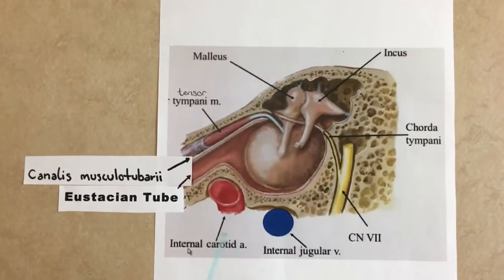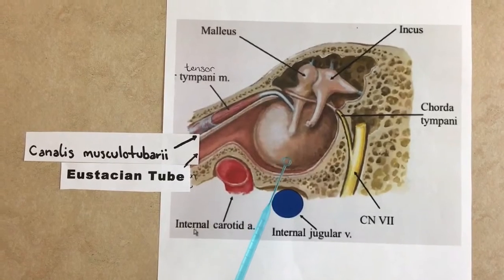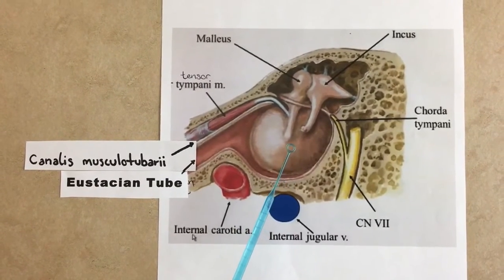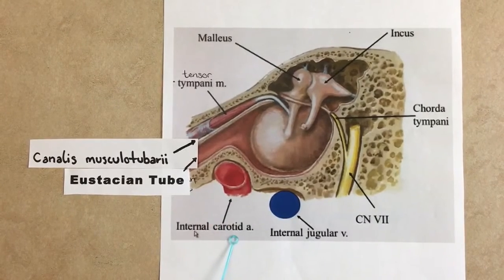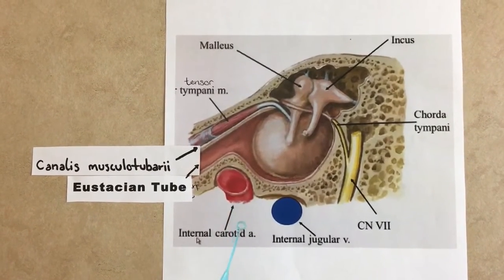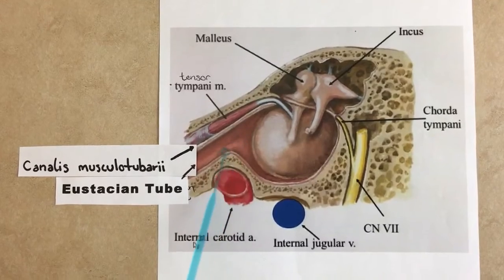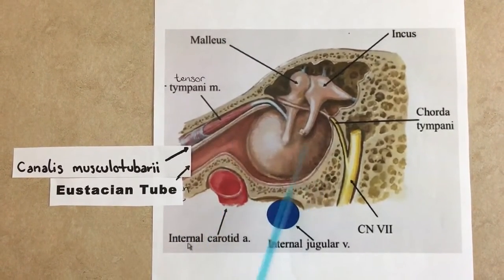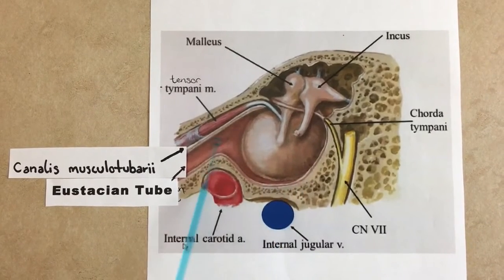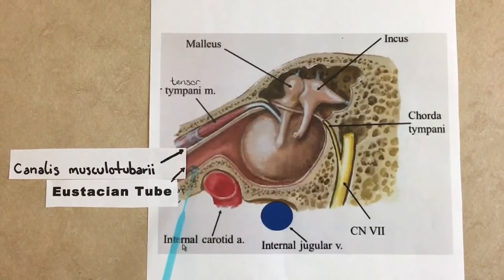The anterior, or carotid wall, separates the tympanic cavity from the carotid canal here, which houses the carotid artery. It also has an opening for the pharyngotympanic tube, or the eustachian tube, which functions to equalize air pressure in the middle ear and also to remove debris and mucus from the middle ear.